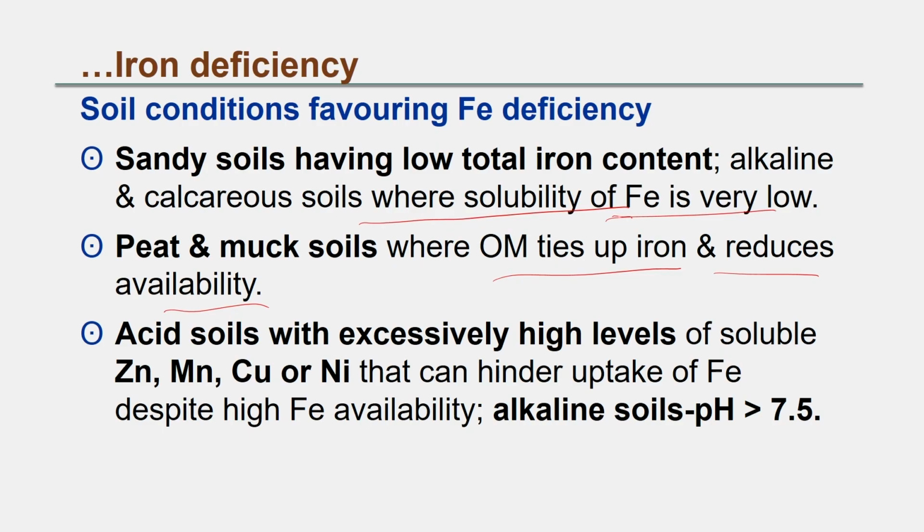Acid soils with excessively high levels of soluble zinc, manganese, copper and nickel. These metallic cations can also reduce the availability of iron. They can hinder the uptake of iron despite high iron availability. In alkaline soils having pH more than 7.5, one will find iron deficiency.